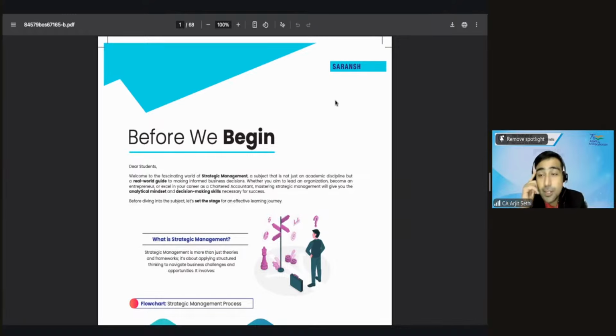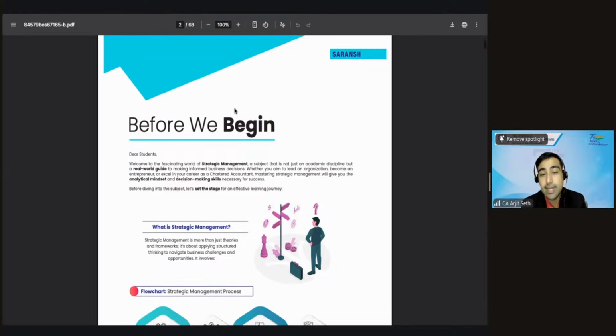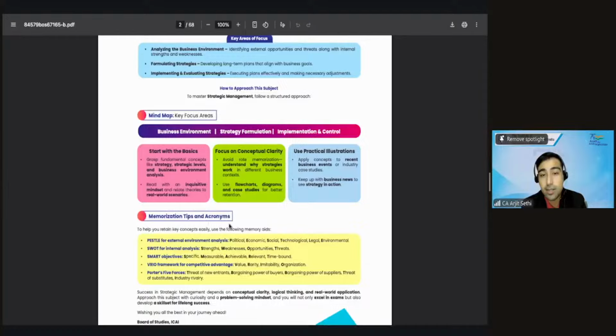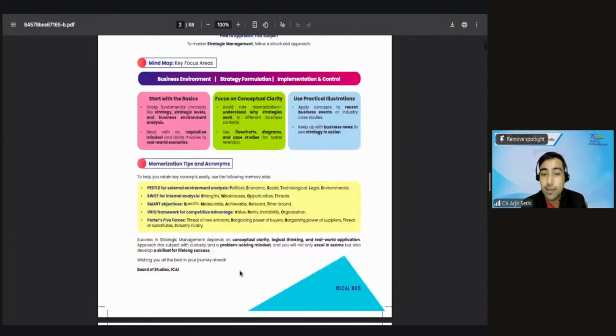This is for quick revision on the day you sit down before exams, you get some time, the last week of preparation, you're thinking, क्या concepts थे, क्या chapters थे, what we talked about, go to Saransh. A 68-page booklet only covers the entire syllabus with questions, with some questions for your practice as well. Okay? It tells you how to study the key areas of focus, what are the memory tips, like PESTLE, what is SWOT, what is SMART objective, what is VRIO, right? Which is Porter's 5 forces model. सब टॉपिक यहीं पे कट कट करके पॉइंटर्स दिए हुए हैं for your revision.